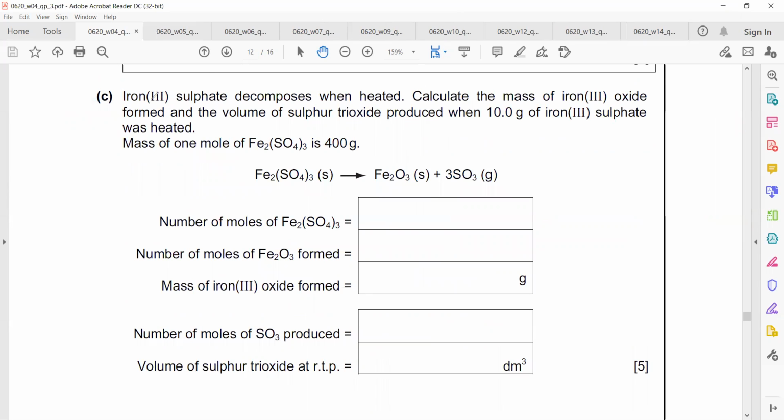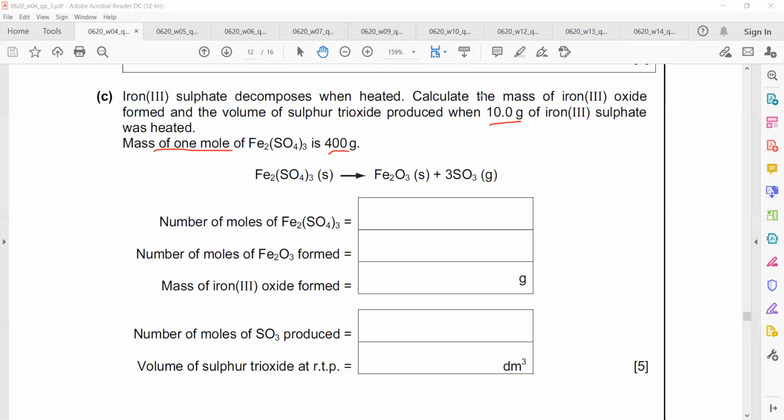Another question: iron(III) sulfate decomposes when heated. Calculate the mass of iron(III) oxide formed and the volume of sulfur trioxide produced when 10 grams of iron(III) sulfate was heated. The molar mass is 400 for iron sulfate. Calculate the number of moles of iron sulfate.